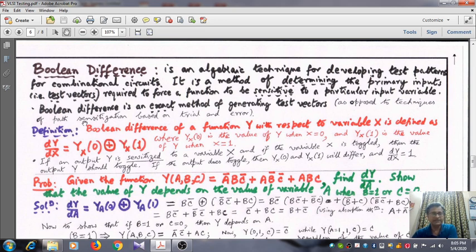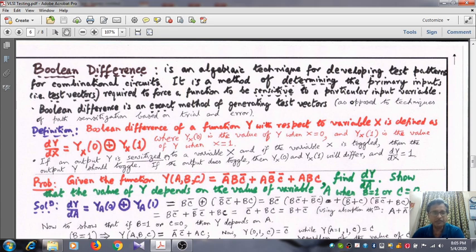First, the definition. Boolean difference of a function y with respect to a variable x is defined as dy/dx equal to y subscript x corresponding to 0 XORed with y corresponding to x equal to 1. Now what is y subscript x of 0? This is the value of y when x is given the value 0, and y subscript x of 1 is the value of y when x is 1.